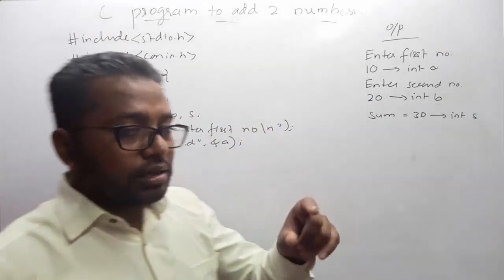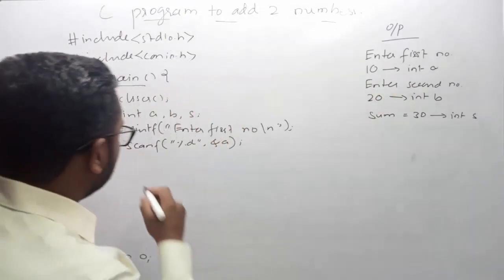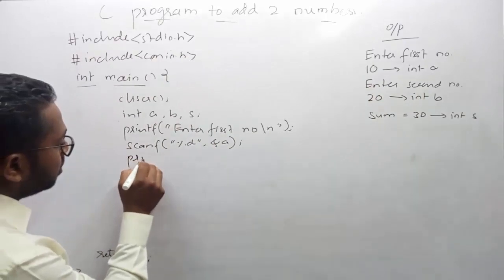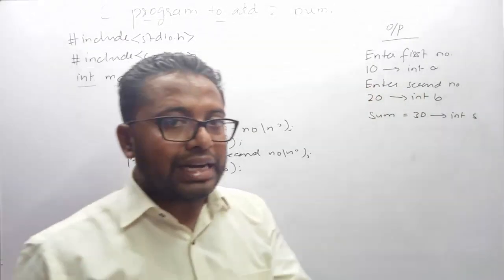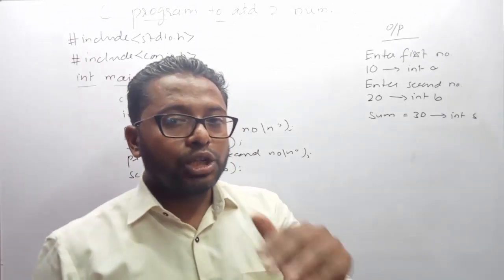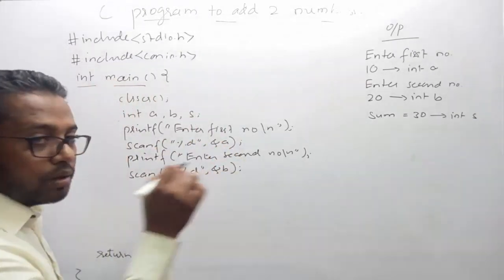Similarly, we need to give another message to the user saying enter second number. To display that message, again we need to use the printf function. Okay, now we have completed taking input from the user, and those inputs get stored in the a and b variables.